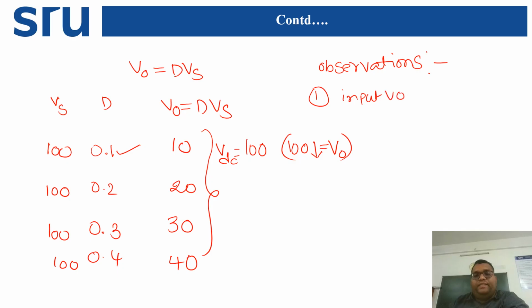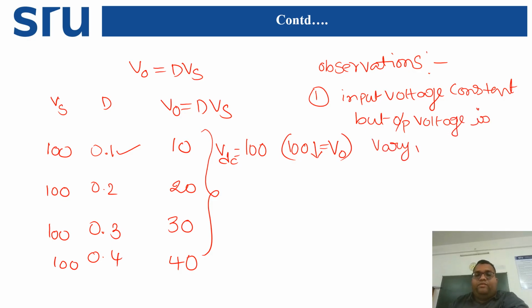Input voltage is constant, but the output voltage is varying in step down form. Step down means reduction form.